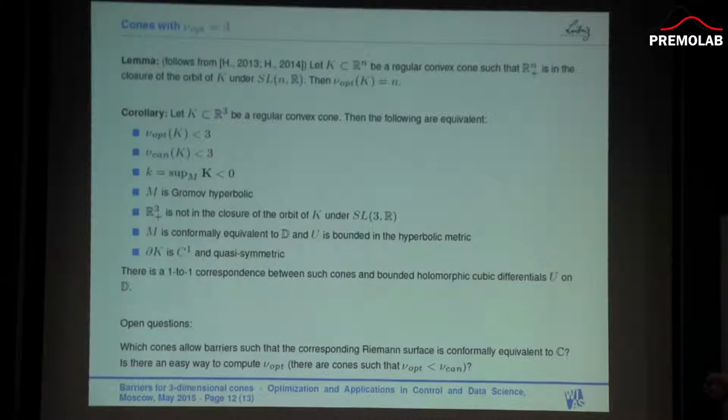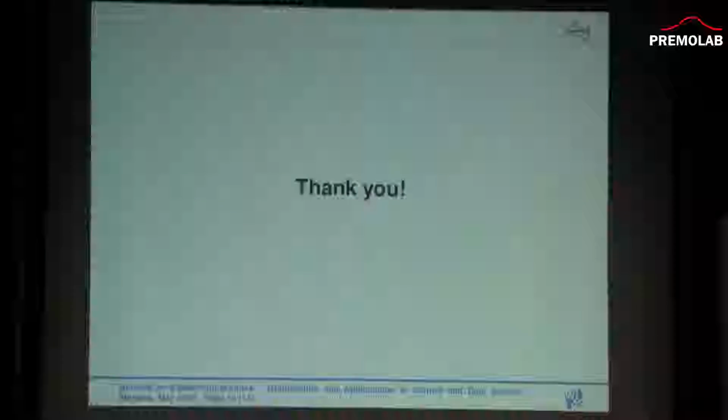Okay, so this is for three-dimensional cones. Of course, you can ask the same question, or what is the generalization for n-dimensional cones, and what is the optimal barrier parameter in this case? So it can be anything between 2 and 3. And you might ask when a barrier is conformally equivalent to D, when it is conformally equivalent to C. So that's, for mathematicians, an open playground. Okay, so thank you very much.